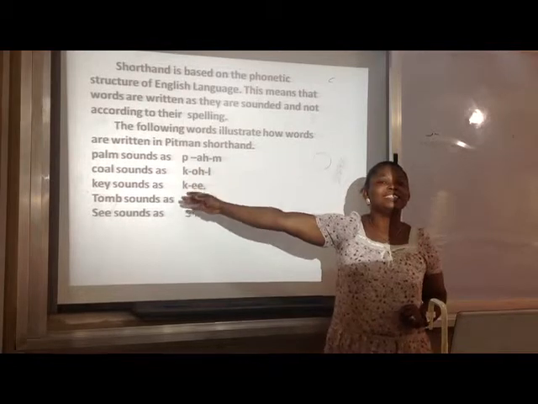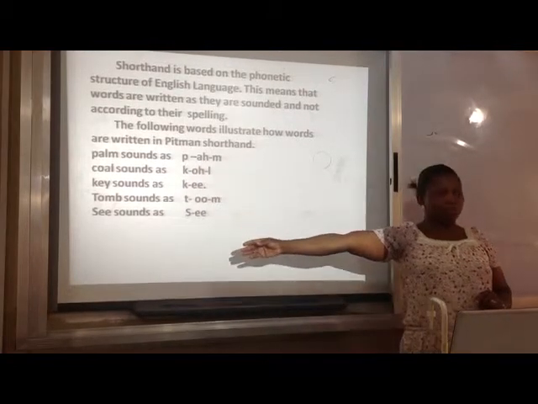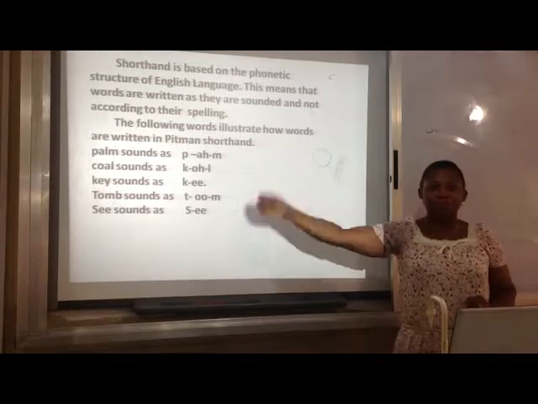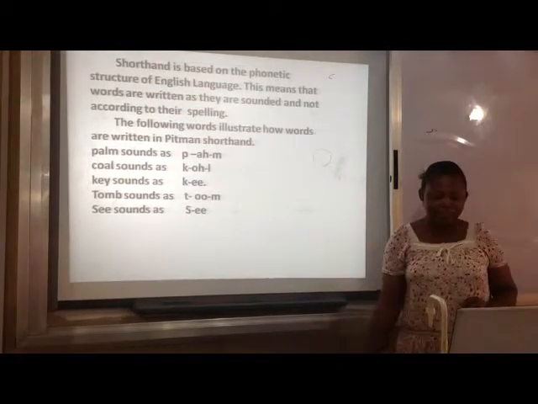They are represented using what? Strokes, signs and symbols. You write down strokes, then place the vowels at the right place.